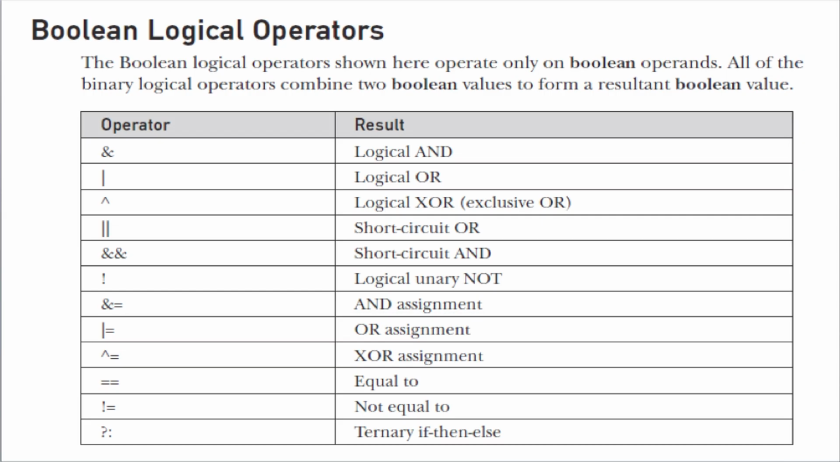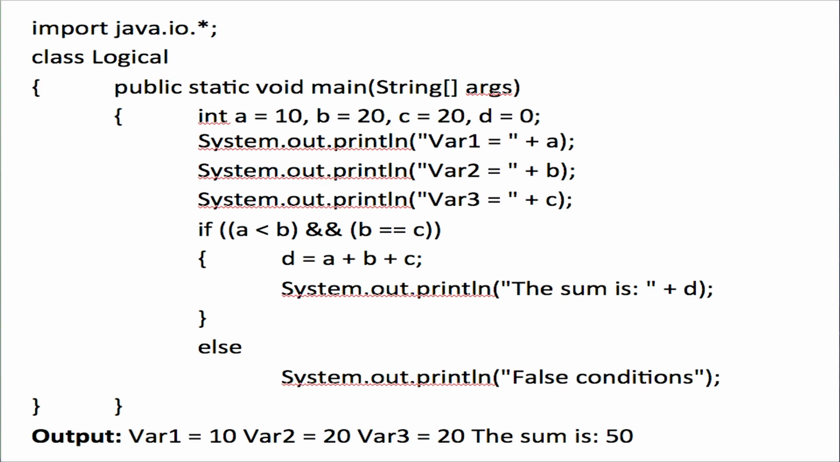We have different logical operators like logical AND, logical OR, logical XOR, short circuit OR, short circuit AND, logical unary NOT, AND assignment, OR assignment, XOR assignment, equal to, not equal to, and ternary if-then-else. These are the different logical operators. The last one is also called the ternary operator, or conditional operator. How will we use these logical operators? You can see this example where we are using the logical operator.